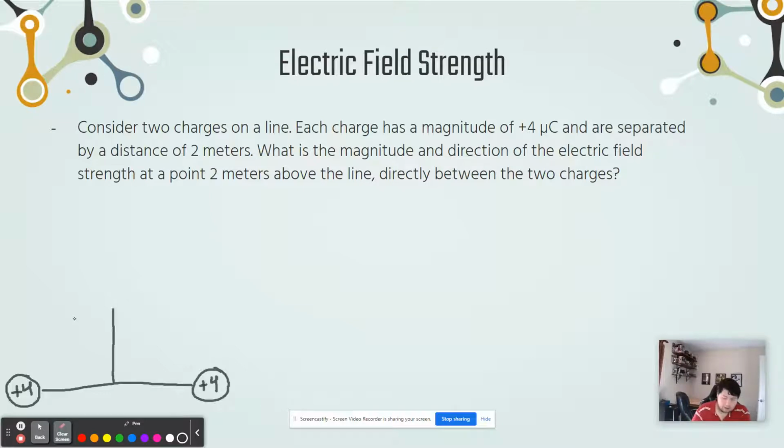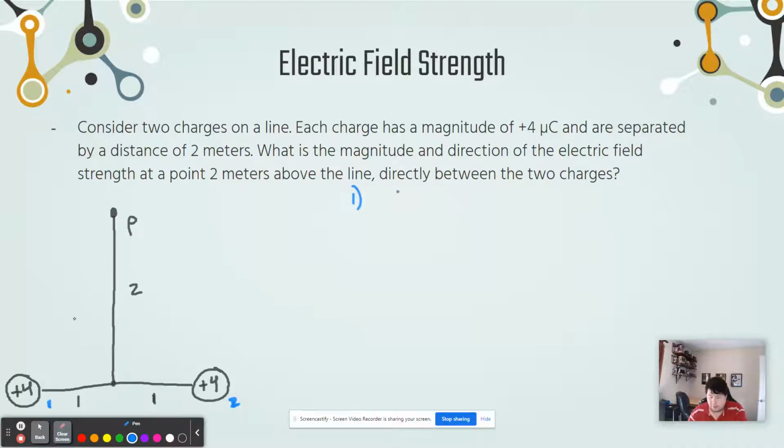So if I imagine drawing a line up here, here's my point P, and that is 2 meters long, and these are 2 meters wide, so there's 1 meter to that point right there. I want to know the magnitude and direction of the electric field strength at a point 2 meters above the line. So here's what I'm going to do first. Let's just figure out the electric field strength from charge, we'll call it charge 1, and from charge 2. So let's do 1 first.